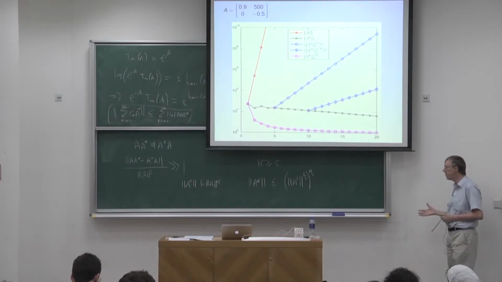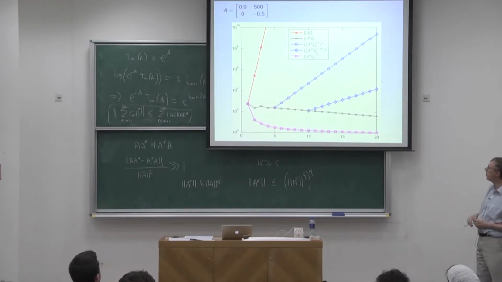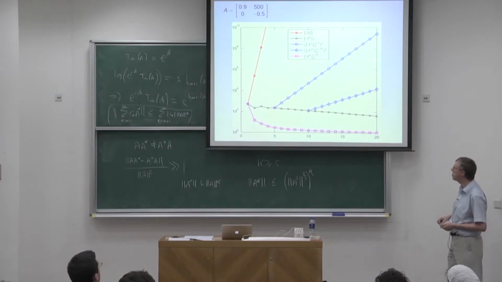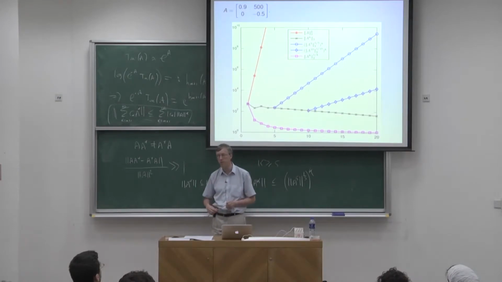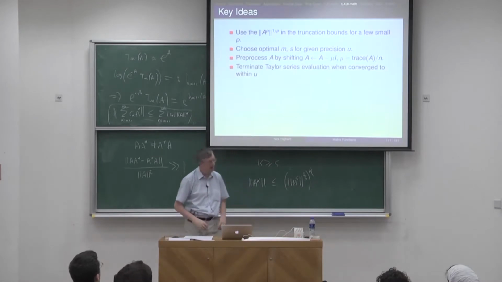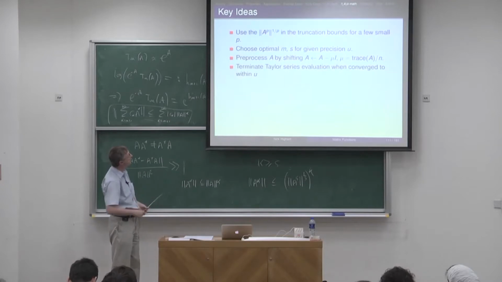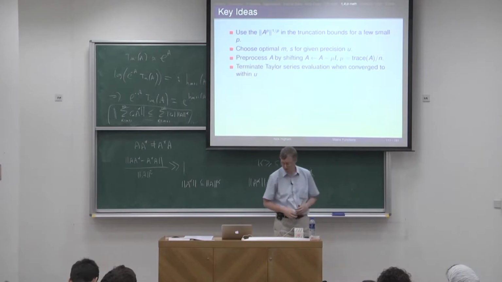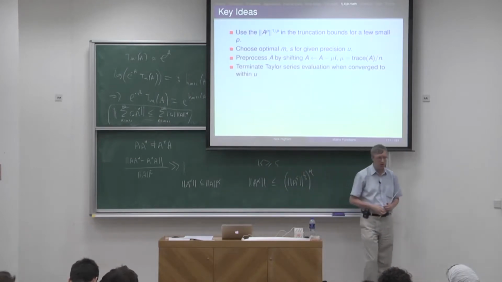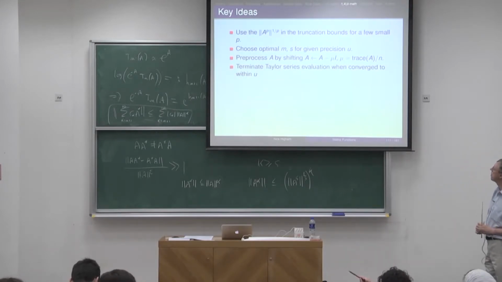Rather like when I was talking about the Fréchet derivative and using a power-like method, we can use a one-norm power method to estimate these norms without actually forming explicitly the powers of the matrices. Again, all we need to do is matrix times vector products. So the key ideas here, in the truncation bounds, we're using this idea of these roots of powers. We will then optimize the choice of the degree and the amount of scaling to achieve a given precision, or a given tolerance.